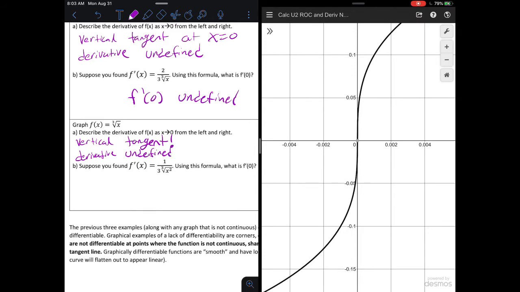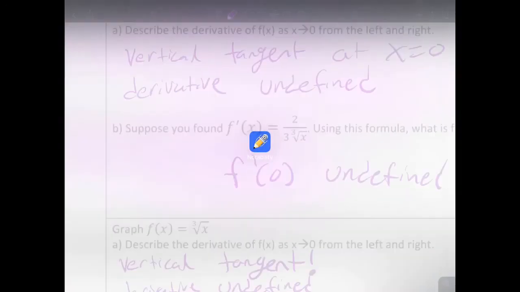Now, suppose we were given the actual equation for the derivative of this function. If I put 0 into that derivative, I'm going to get it non-existent. It's going to be undefined. I'm going to have 1 divided by 0. And so we have an undefined derivative.